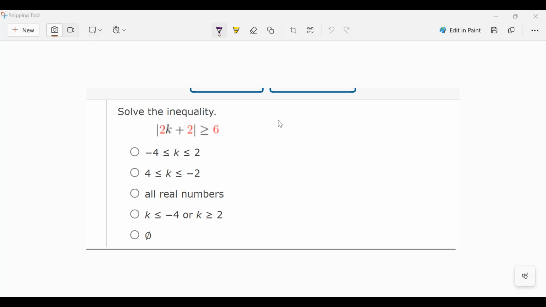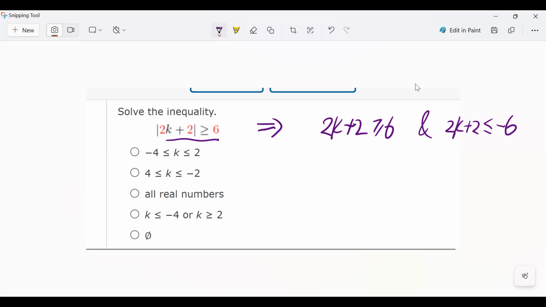And let's go over the solution. There are two different kinds of inequalities here. Two sets: 2k plus 2 greater than or equal to 6, that's the positive one, and the other one is 2k plus 2 less than or equal to negative 6. If that happens, you guarantee this absolute value will be greater than or equal to 6.